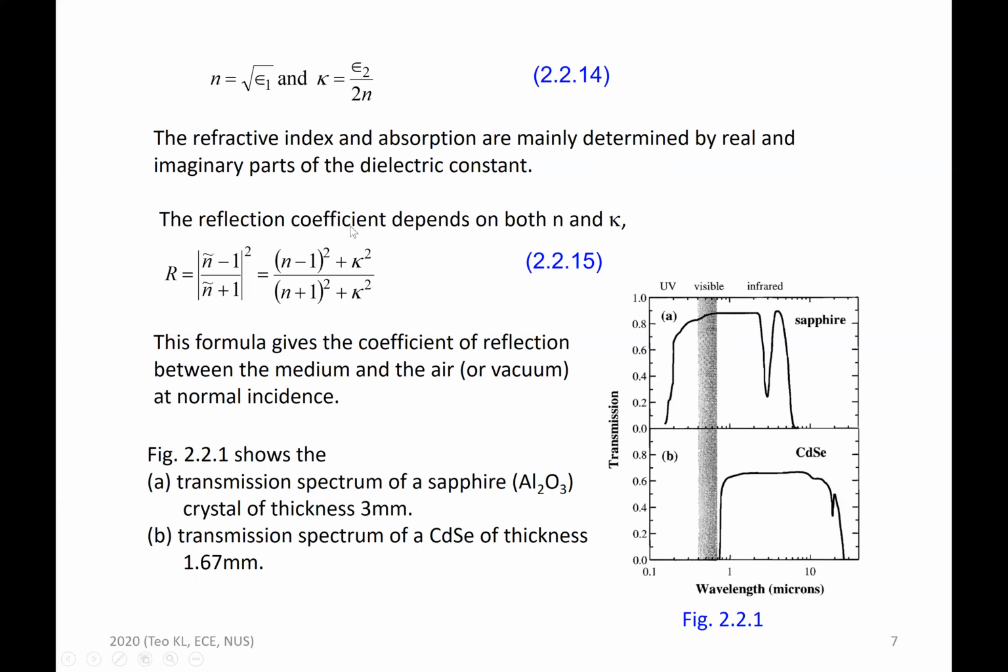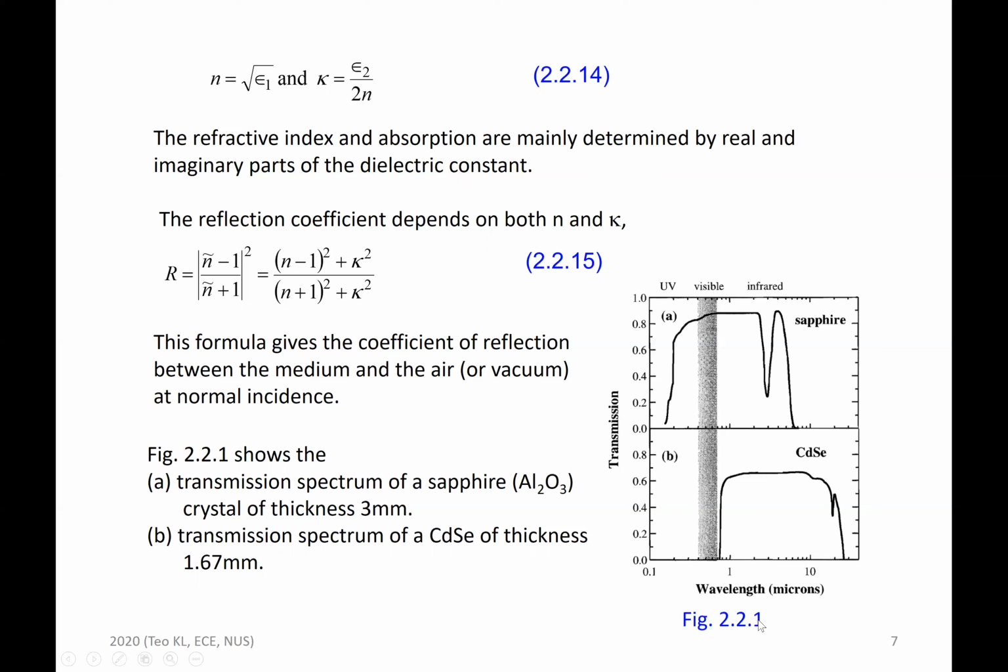Now, the reflection coefficient depends on both n and kappa. You can find in any textbook that it is defined in this way. This formula gives the coefficient of reflection between the medium, which is the semiconductor, and the air or vacuum, at normal incidence. Basically, the light shines at 90 degrees to the surface. If the light comes in at an angle, you have to take into account the angular dependence.